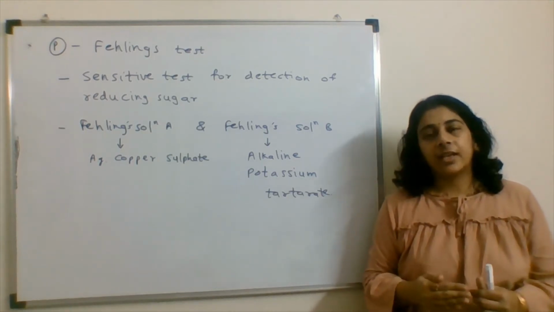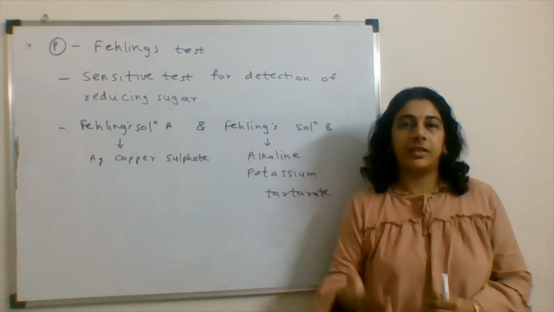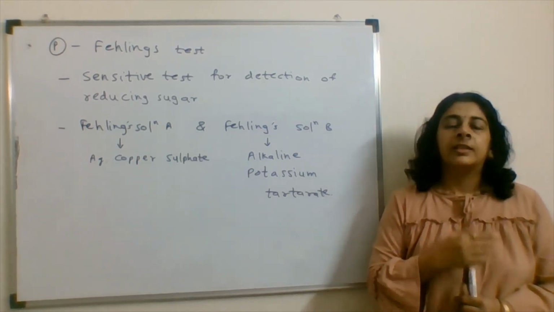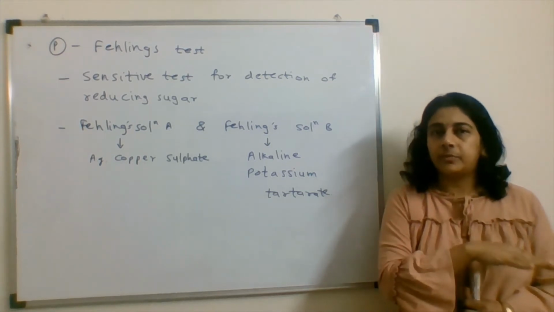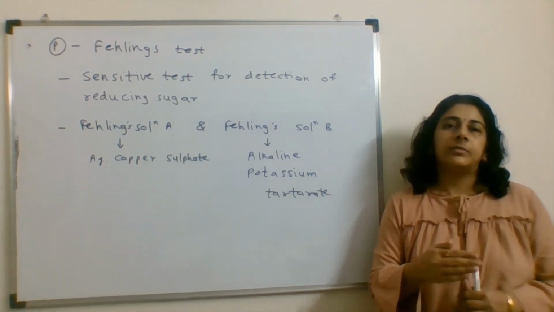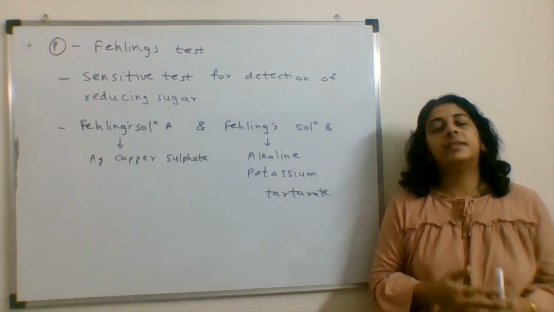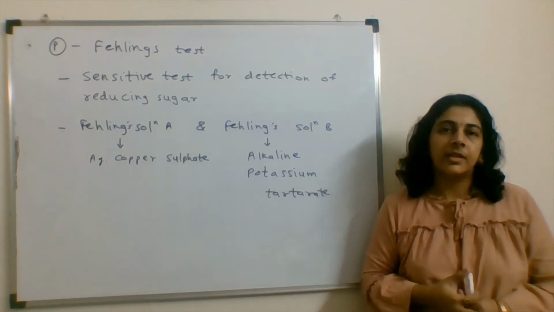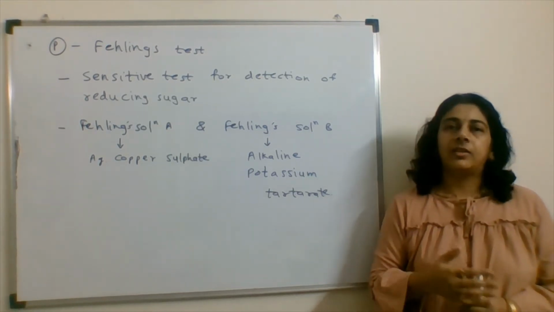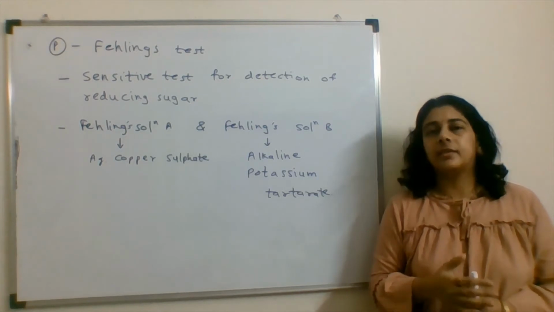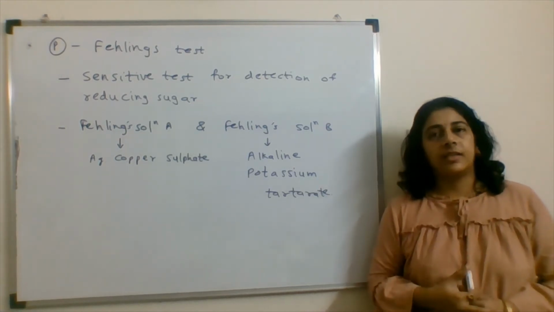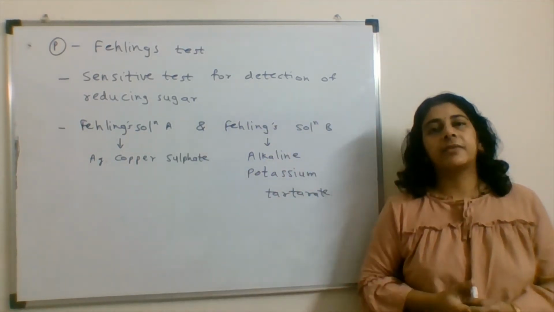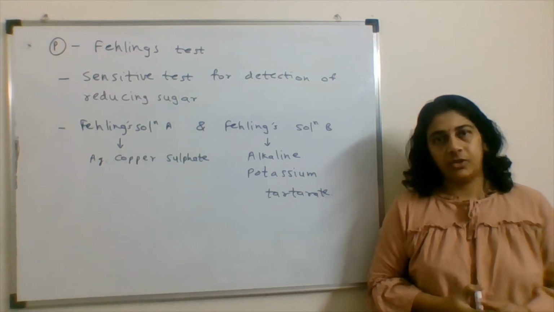So when we do the reaction, this copper sulfate gets reduced by the presence of reducing sugar in the solution. Then its color changes from blue to red. So if this happens, then the isolated sugar, some sugar you must have isolated from some source, is a reducing sugar. When this is a negative test, the color doesn't change, the sugar is a non-reducing sugar. So the Fehling's test is specific to identify the reducing sugar.